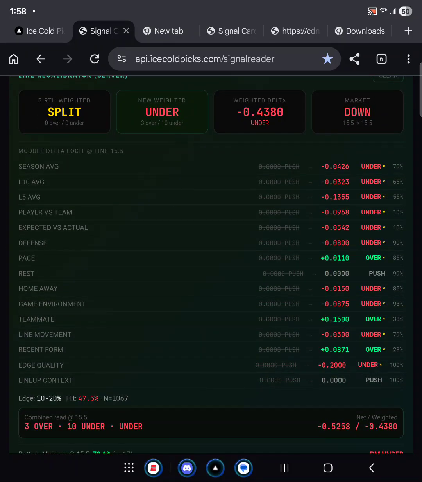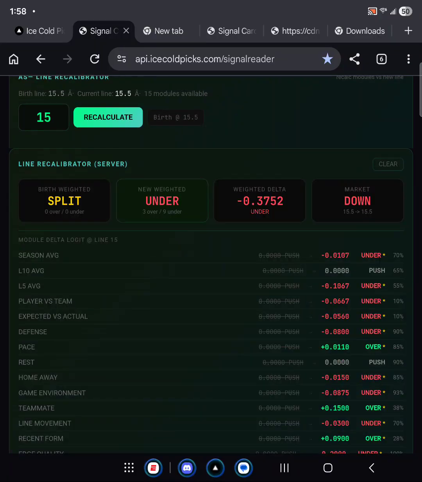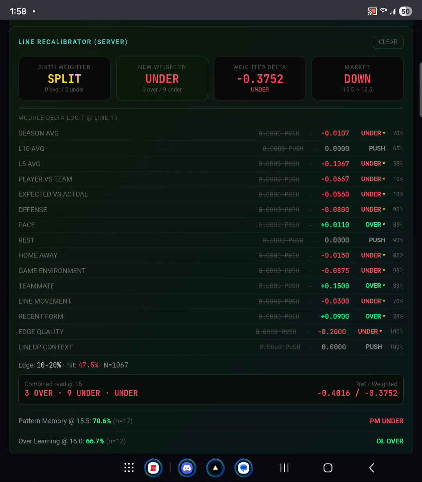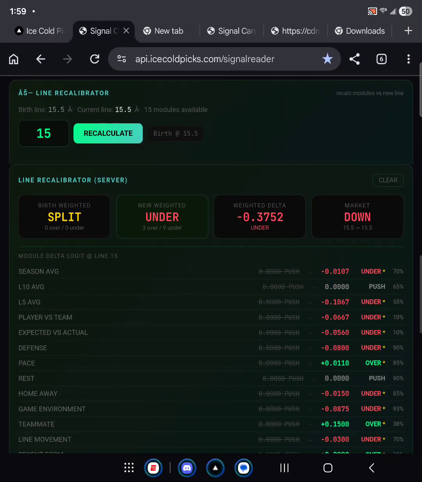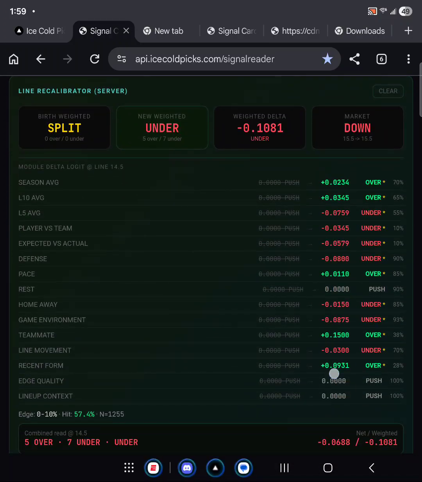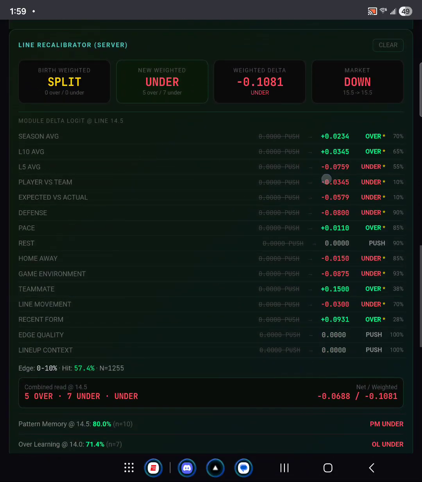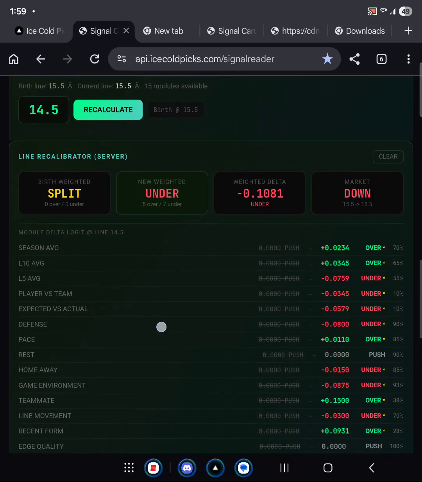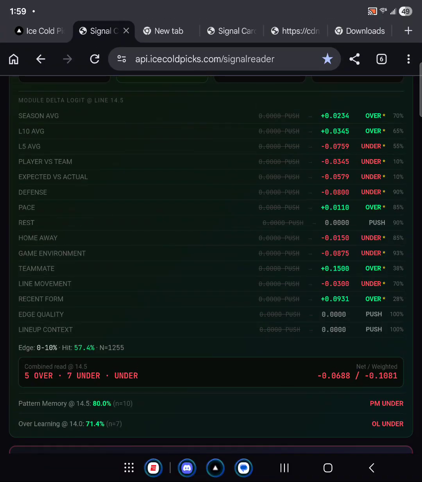Right now, it says that this environment does not look good for the under. If you recalibrate it, it still doesn't look good, but you can see that other things have changed on here. So it's not just the same. So if I even did it to 14.5, if I was on underdogs and I bet it, see, now I'm at 57% hit rate on the under on this right here. So that's actually telling you right here that the under looks good. But it just depends on where you're betting.